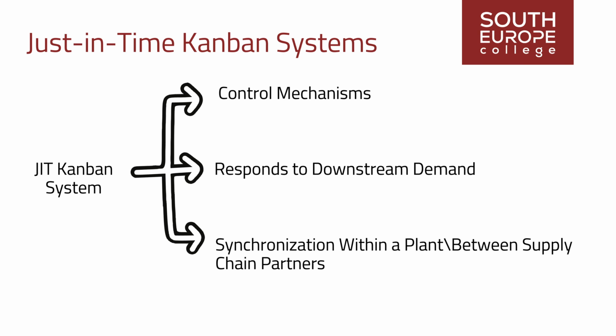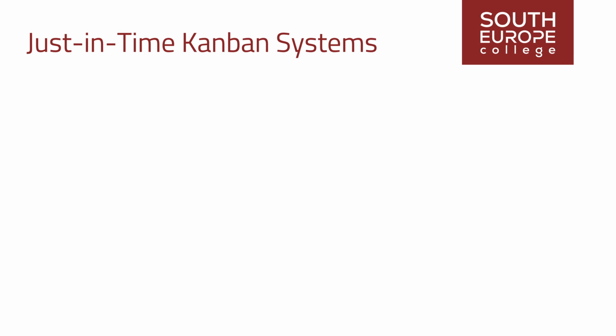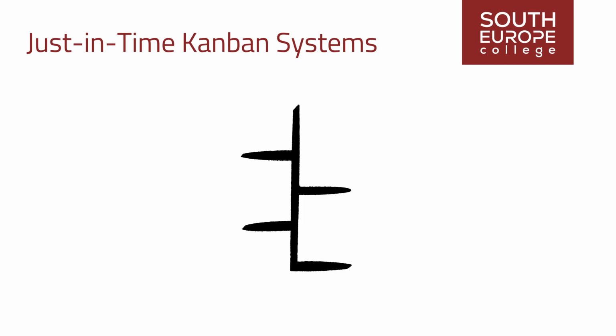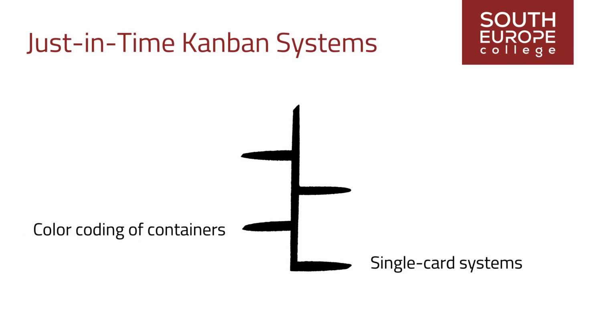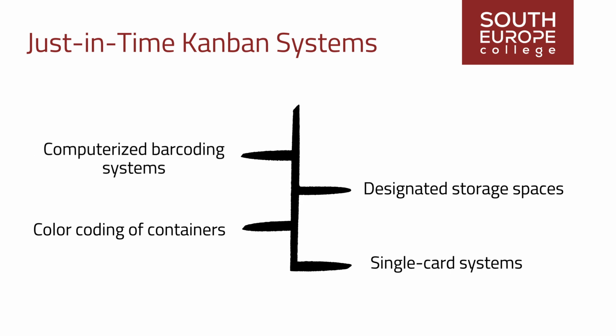Despite their effectiveness, most Kanban systems do not require computerization. As we noted before, cards are not the only signaling method used in a Kanban system. Some other methods include the following. Single card systems. The single card is the production card, and the empty container serves as the move signal. Color coding of containers. Designated storage spaces. Computerized barcoding systems.